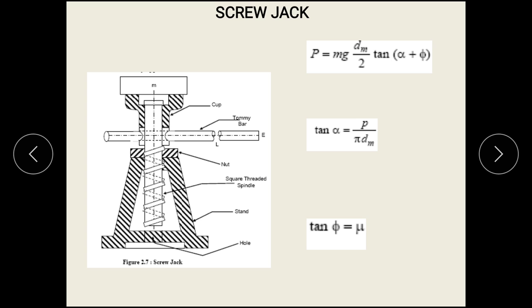So the important formulas used to solve typical problems are as follows. First, the effort required to raise the load with friction uses alpha plus phi. Without friction, phi becomes 0. To lower the load, it is phi minus alpha. Two other important relationships are listed here: tan alpha equals p by pi dm, and tan phi equals mu.